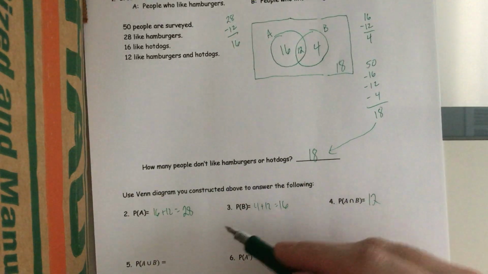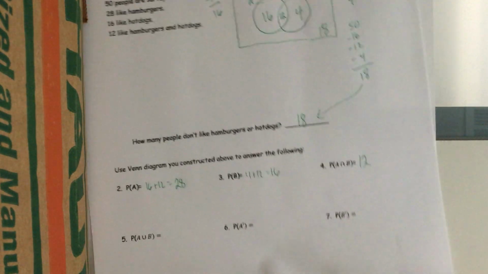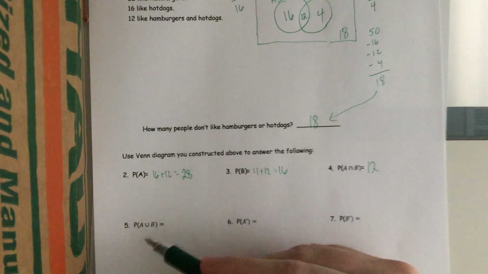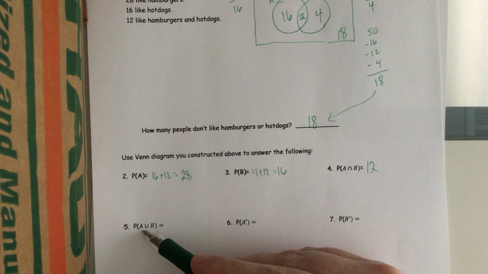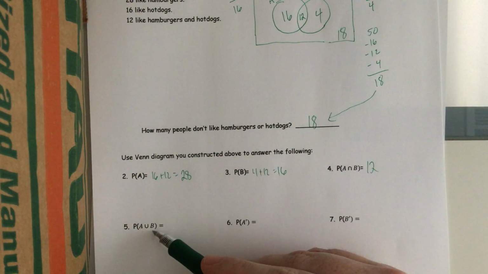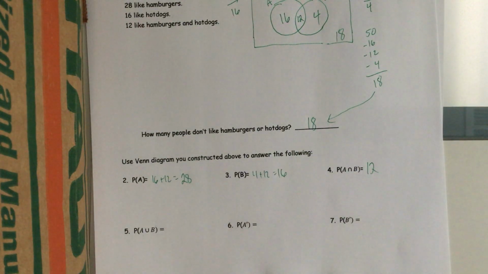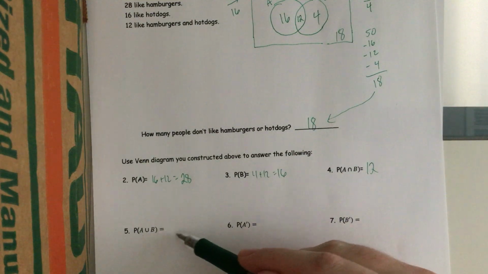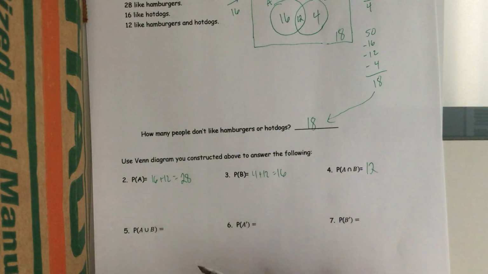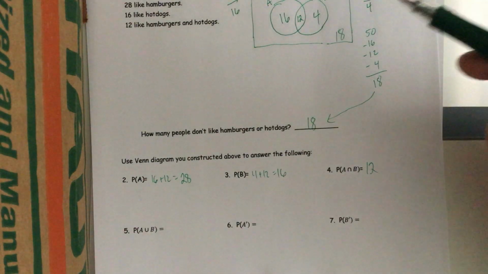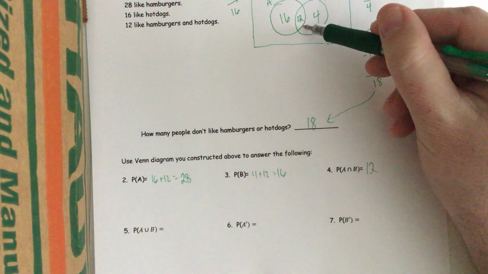Then we have this union. So that's all the people who like hamburgers and all the people who like hot dogs. And so that doesn't have to be in both sets. Whatever is in set A, we want to include that number. Whatever is in set B, we want to include that number. We just have to be careful about counting the middle part twice.